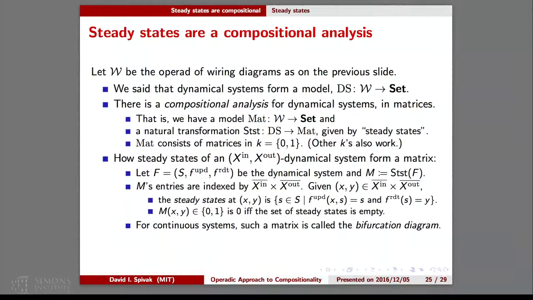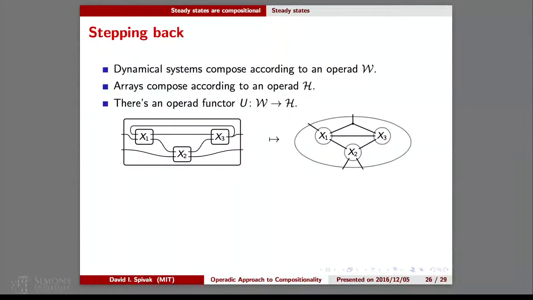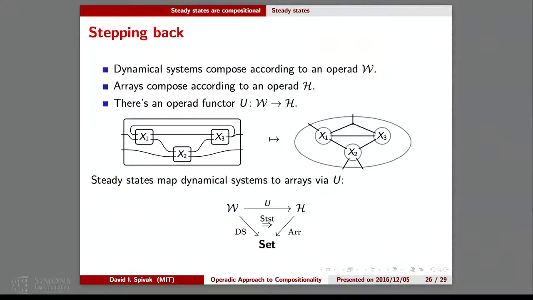If you're in a continuous system, such a matrix is called the bifurcation diagram of your system. So if you have a differential equation or a dynamical system, you can write what's called the bifurcation diagram and compose those according to matrix arithmetic to get the bifurcation diagram of the whole system. Okay, so this just says the same thing again. So I can take my operad 1, I have a functor to operad 2 that takes the same boxes with a different, simpler way of looking at them, and there's a steady state analysis that's a natural transformation from one to another.